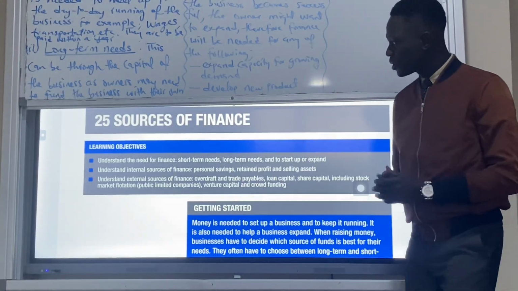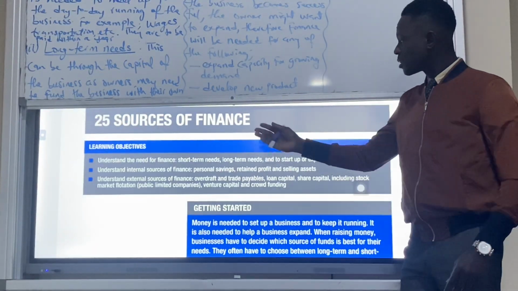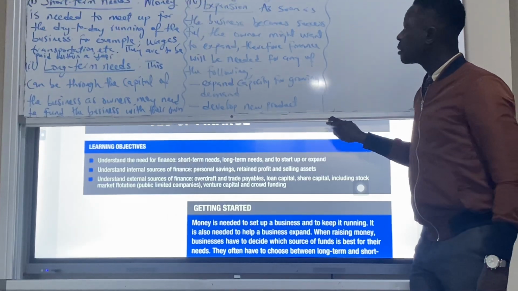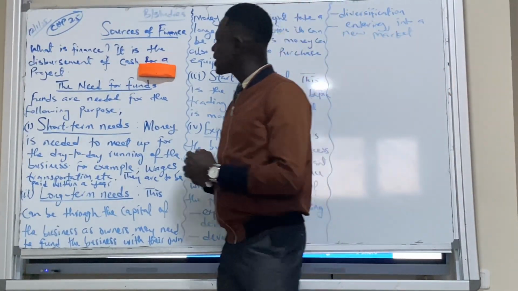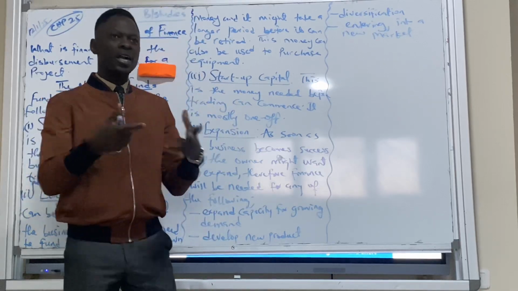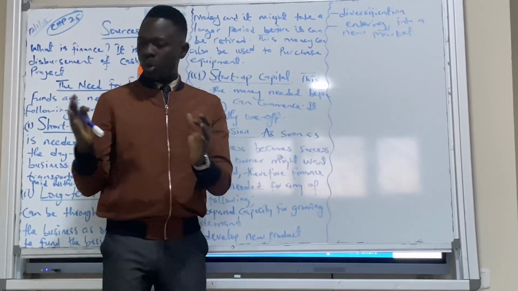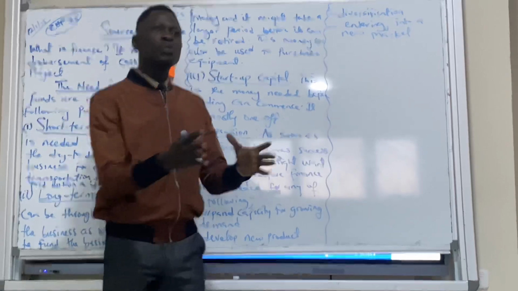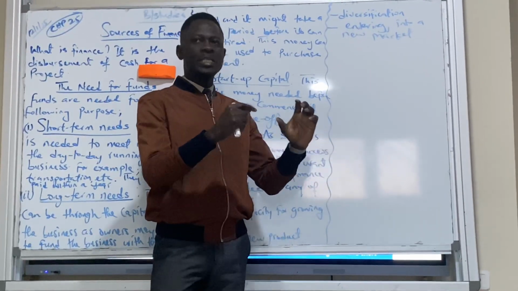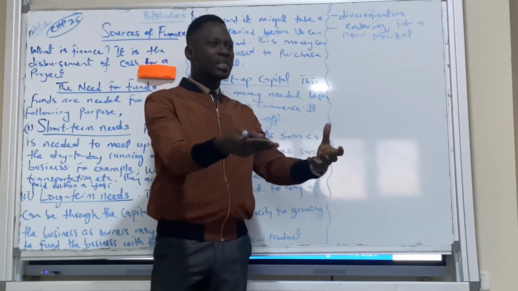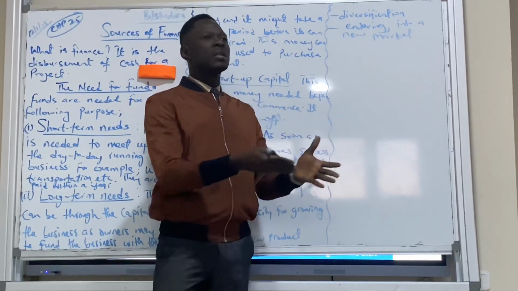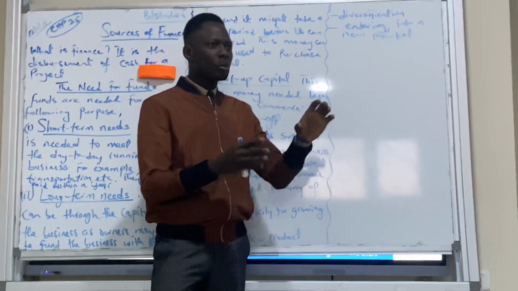Good day. We're going to chapter 25 in business, sources of finance. When we talk about finance, finance is simply the disbursement of cash, fund or money from where we have so much of it to where we don't have it at all. So it is finance because we need a project, we need a business, we need money to carry out things, to get things done. That is what finance is about.